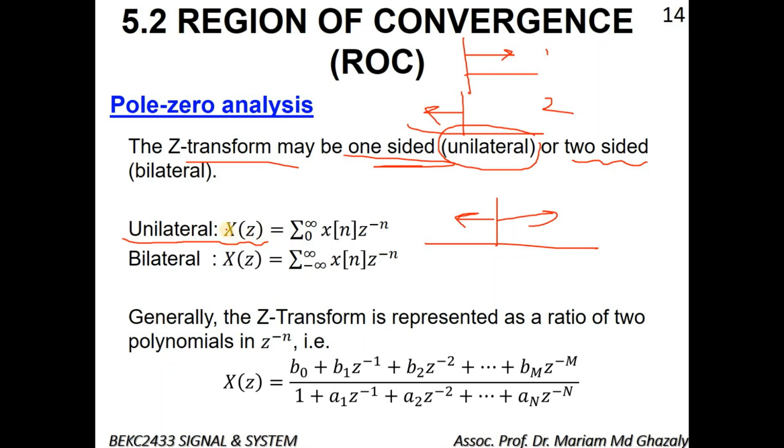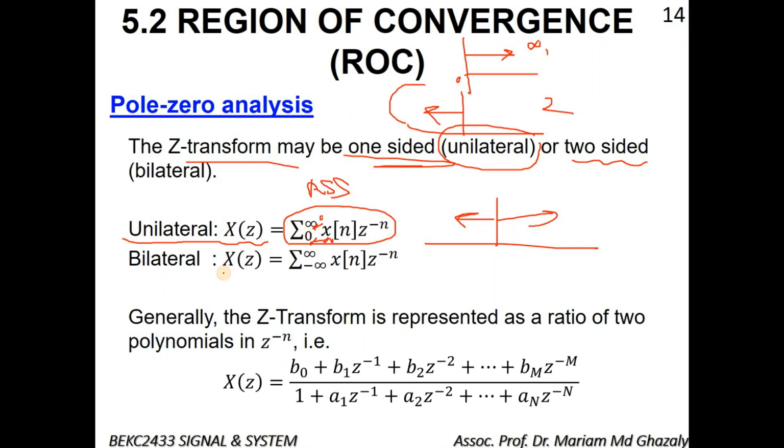So a unilateral signal is when you have X(z) equal to the summation from 0 to infinity of x[n] z^(-n). If you see here, this is for the right-sided sequence. Why? Because you have from 0 to positive infinity. If you were to write this equation for the left-sided sequence, you just change it, so you have from minus infinity to 0. So you get the left-sided sequence over here.